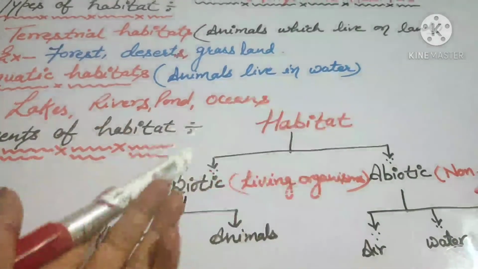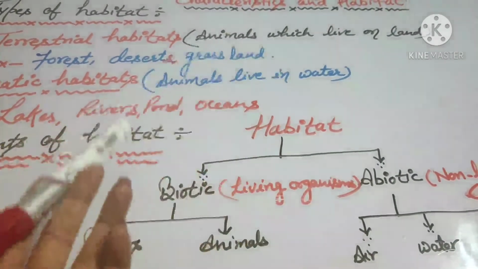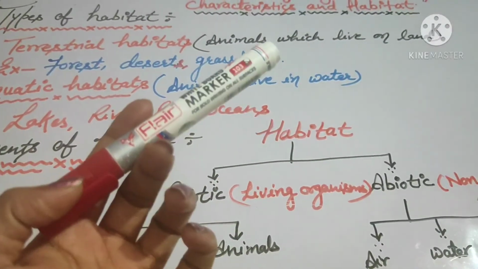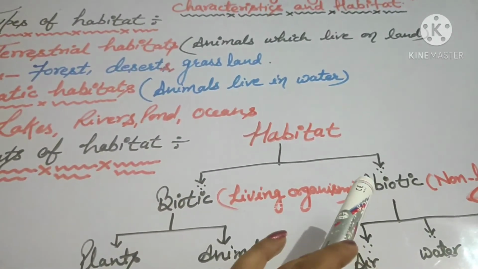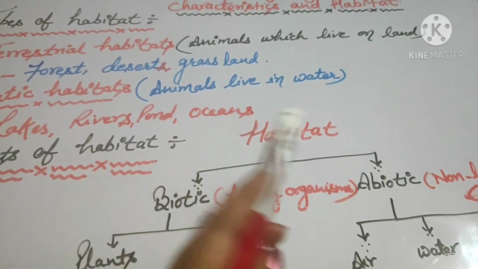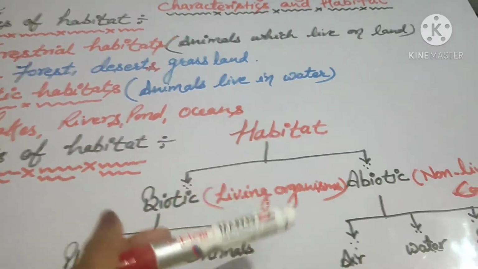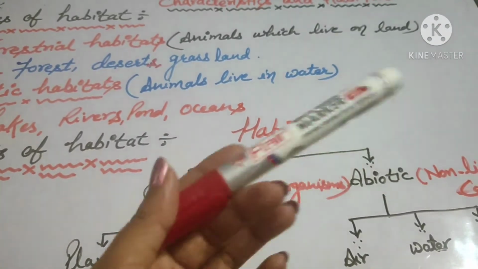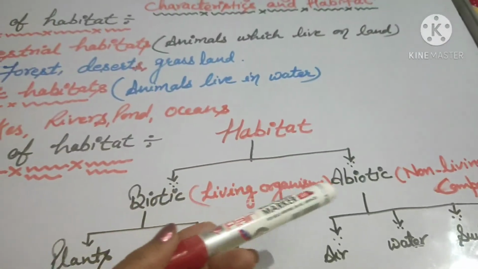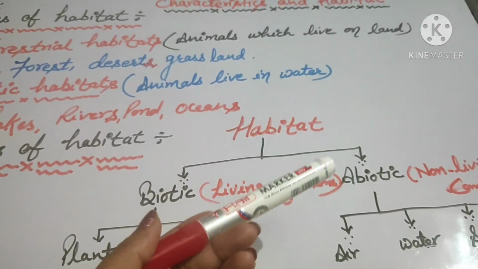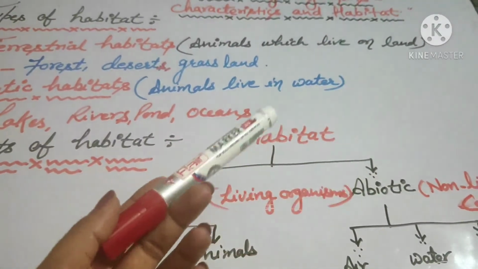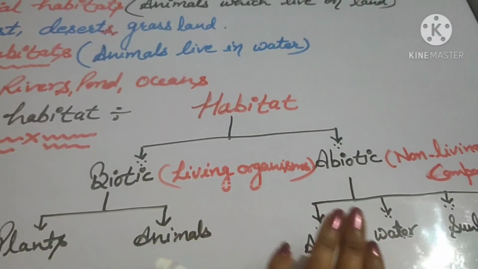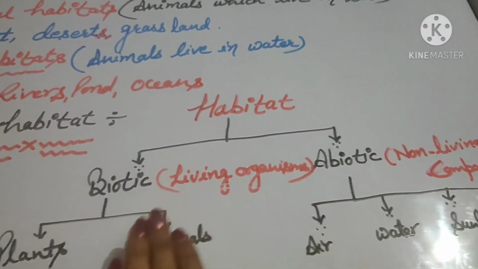So think of any habitat, whether terrestrial habitat or aquatic habitat, every habitat has these two components. All right, biotic components and abiotic components. So soil, air, water are all abiotic components. If there is no soil, no water, no sunlight, no air, the living components will not be able to survive. So these components affect the living organisms, right?